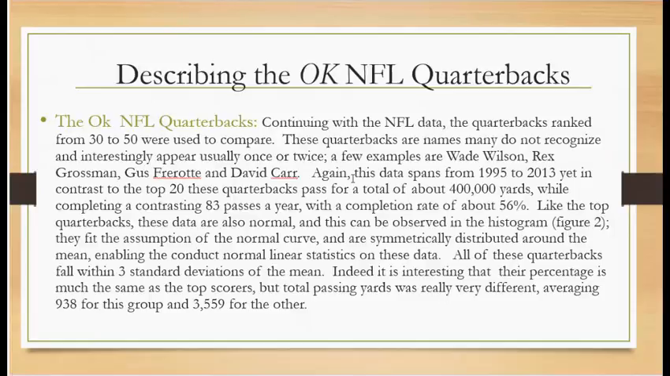So like the top quarterbacks, these data are also normal and can be observed in the histogram, which is figure 2, and they fit the assumption of the normal curve. They're symmetrically distributed around the mean, enabling conduct of normal linear statistics. All of these quarterbacks fall within 3 standard deviations of the mean, and indeed it's interesting that their percentage is much the same as the top scorers, but their total passing yards was really very different, averaging 938 for this group versus 3,559 for the other. I just thought that was fascinating.